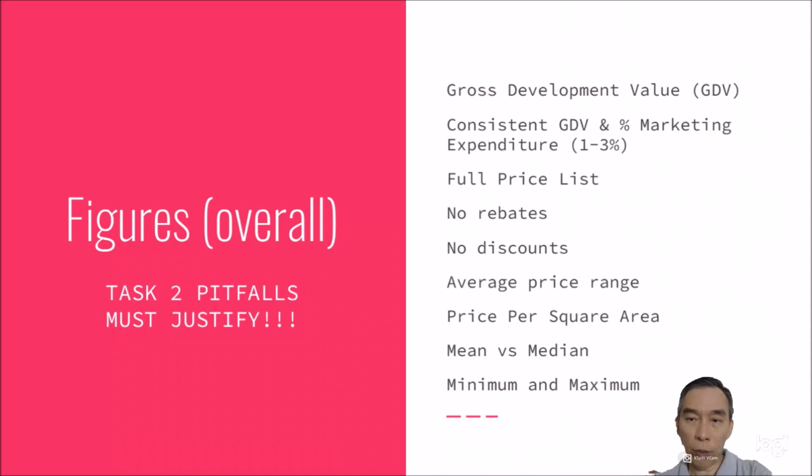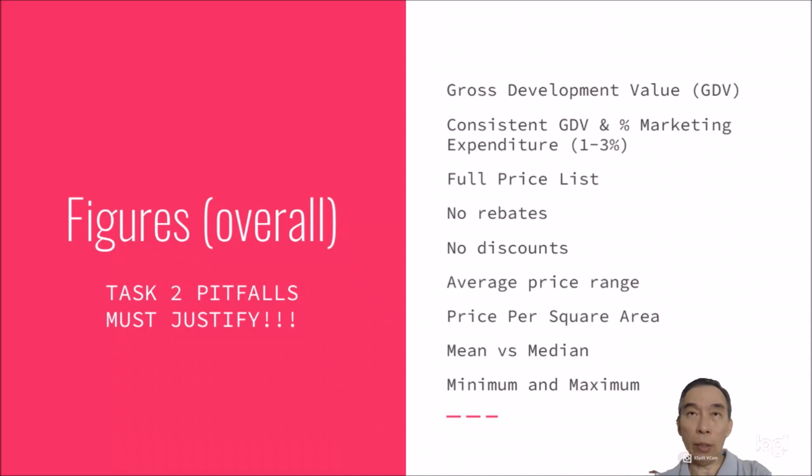So this GDV cannot be an estimated amount. You cannot say it's estimated at 1.6 million. Cannot. You have to give 1.654,1,002 ringgit, something like that. So you have to calculate until even to a single dollar, and that is required, and it has to be consistent in the whole write-up for task 2.